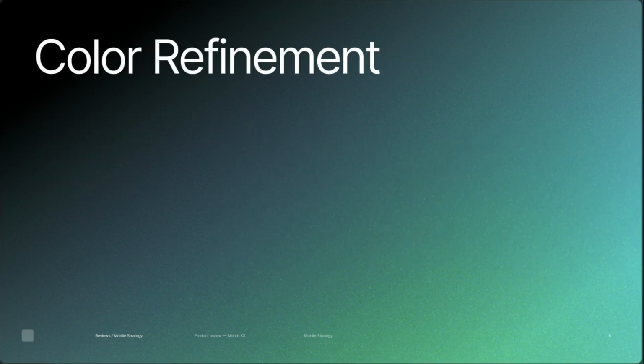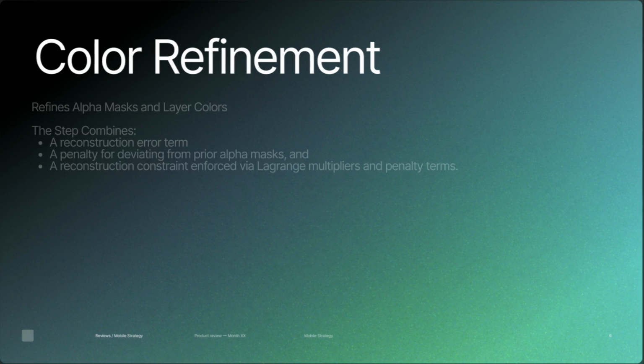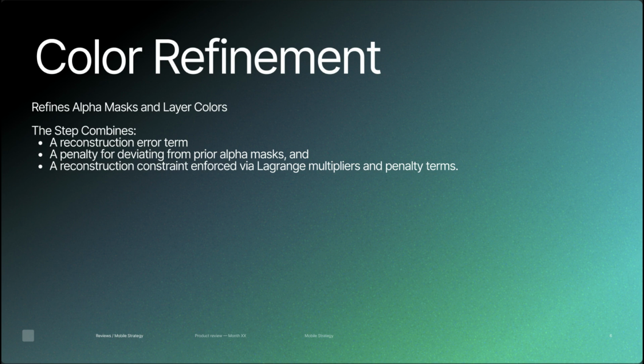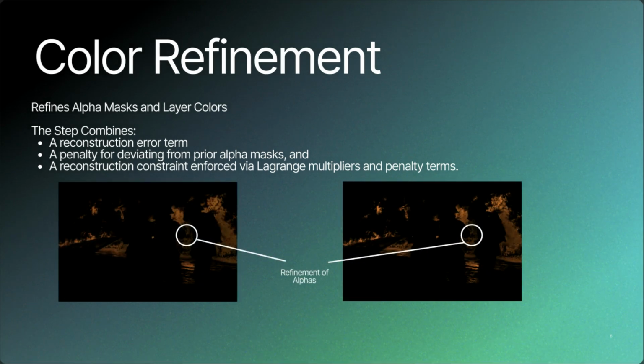In the final step, we further refine both alpha masks and layer colors using another joint optimization. This again uses the Adam optimizer, now focused on improving the pixel-wise match between the reconstructed and original image while keeping alpha values close to earlier refined ones. This step combines a reconstruction error term, a penalty for deviating from prior alpha masks, and a reconstruction constraint enforced via Lagrange multipliers and penalty terms. With each iteration, alpha masks and colors become more accurate and spatially coherent, leading to better final decompositions.